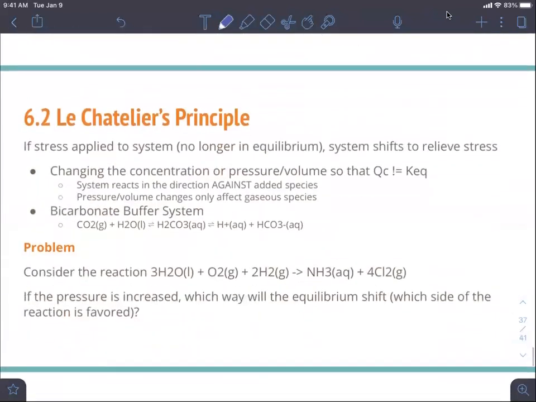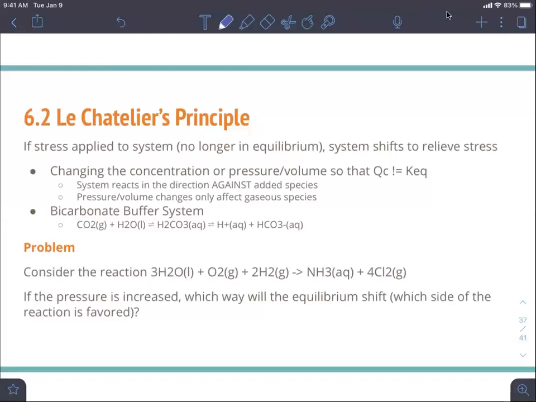Okay, so we're almost done. The last part is Le Chatelier's principle. If stress is applied to the system and it's no longer in equilibrium, the system shifts to relieve the stress. Basically the system always wants to be in equilibrium because it's the lowest energy state, so it's the most stable there.